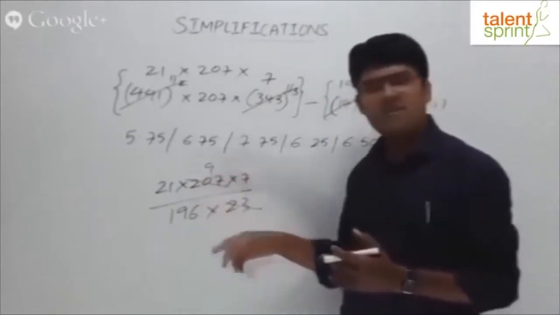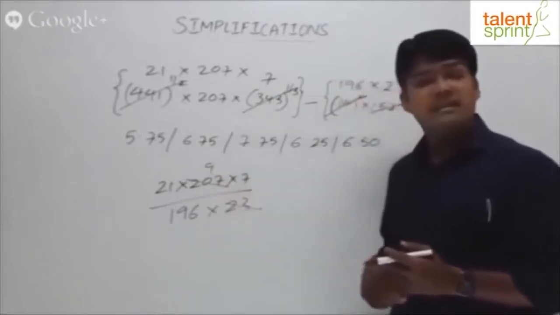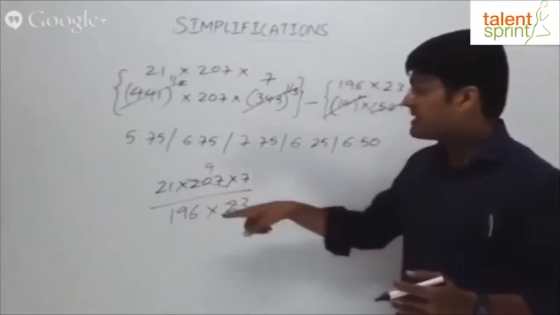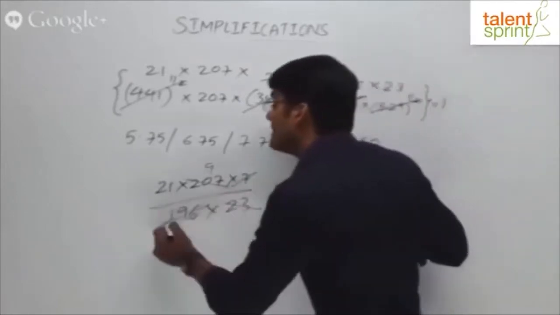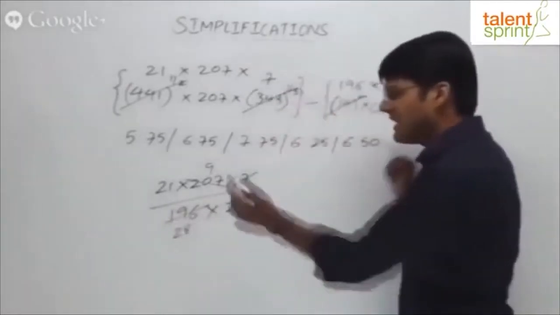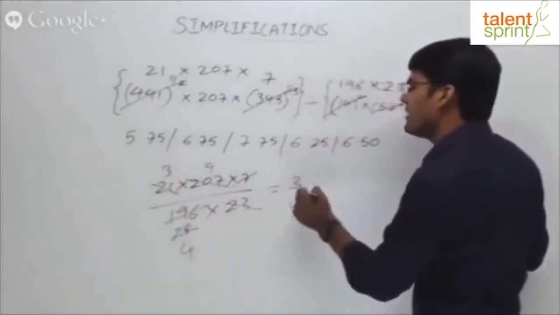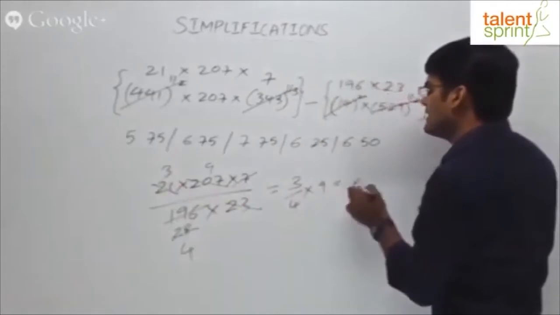Does 9 get cancelled in 196? No. 7, yes. How many times does 7 go in 196? 140 and 56. So 28 times. 21 by 28. This is 3 times and 4 times. So overall this is 3 by 4 into 9. What is 3/4 of 9?